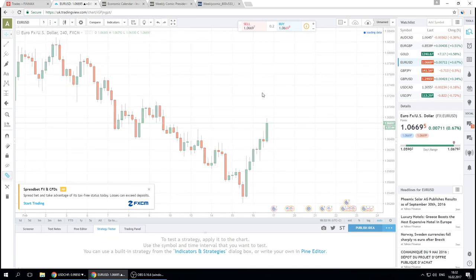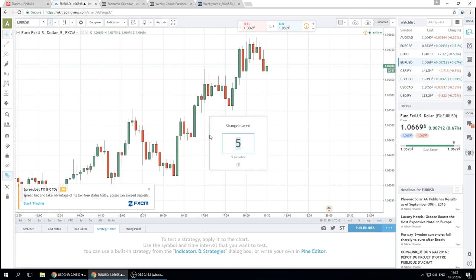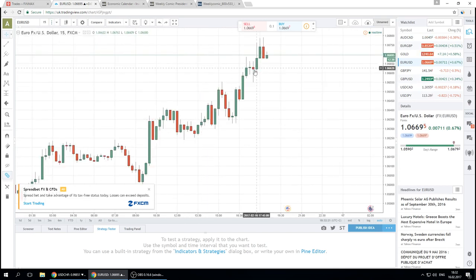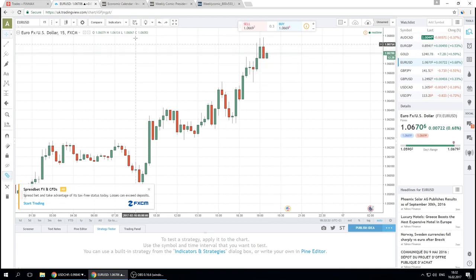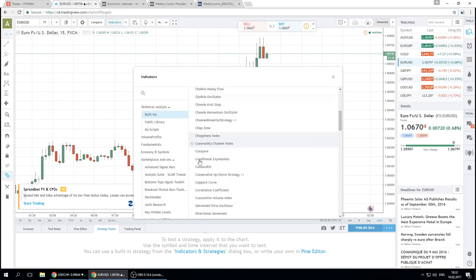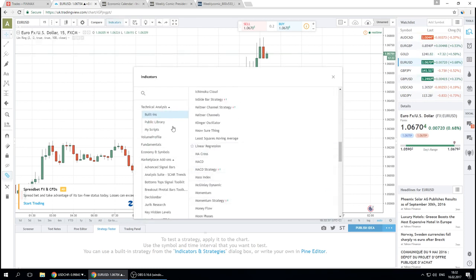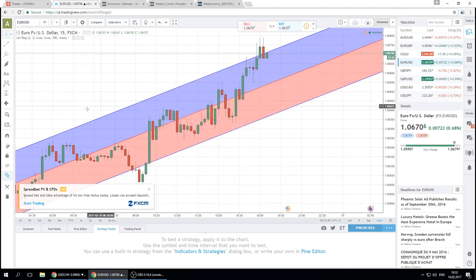but we will switch to the shorter term. Let's switch to the 15 minutes time frame. So right now we see the chart without any indicators, because it's hard to tell what to do in this case without any indicators. So we will add the linear regression. The previous time I showed you how to draw them yourself, but it's easier to use the ready-made indicator that will help us to analyze the market.